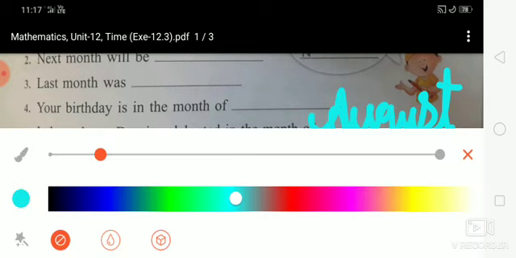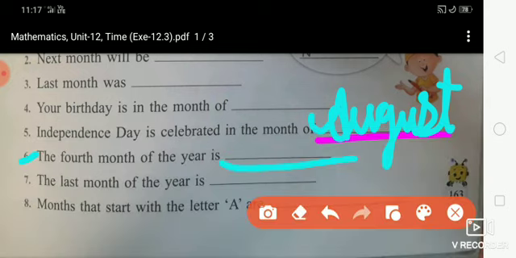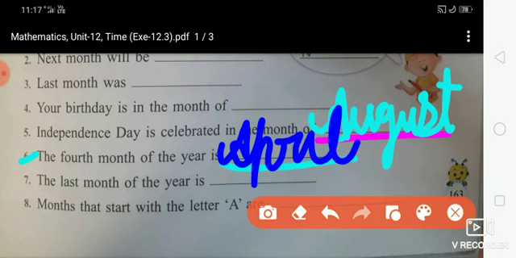Okay. Now the sixth one: the fourth month of the year is dash. Fourth month: January, February, March, April. The fourth month is April. So write here the spelling of April: A-P-R-I-L. April.